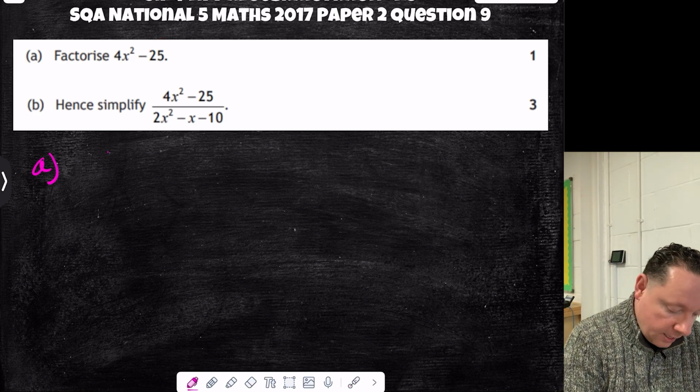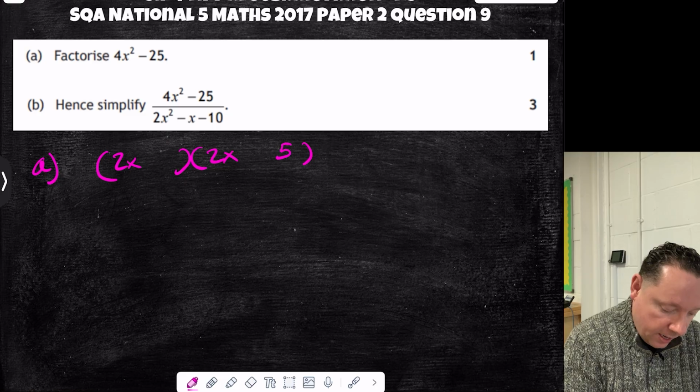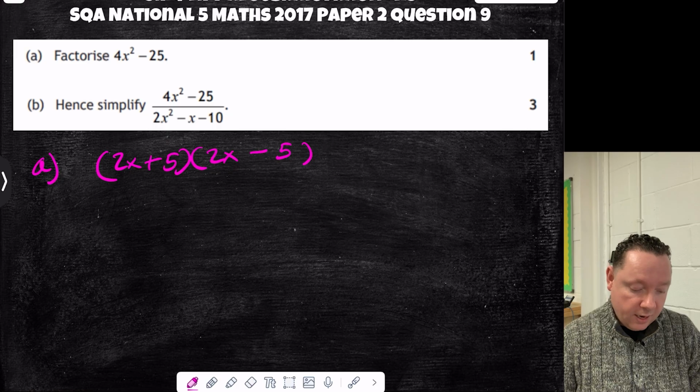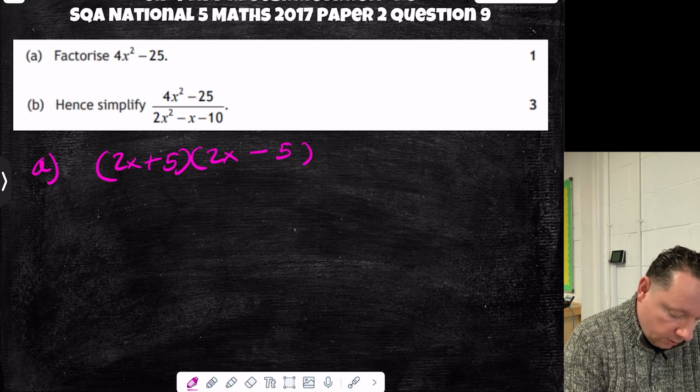So to factorise that, it's just double brackets. And you square root the first term, 2x, and you square root the last one, that's 5. And a plus in one bracket and a minus in the other. Part B, hence simplify 4x squared minus 25 over 2x squared minus x minus 10. So I'm going to have to factorise the bottom as well. So let's start doing that.